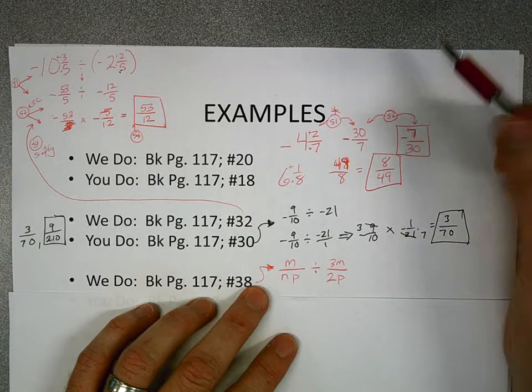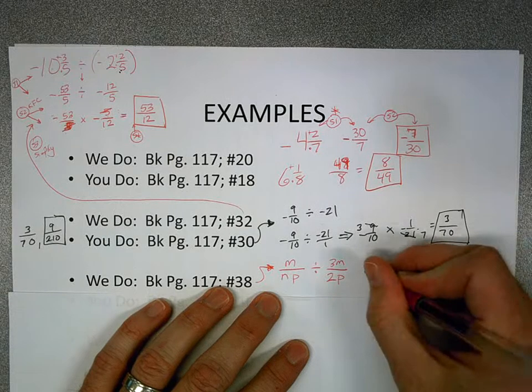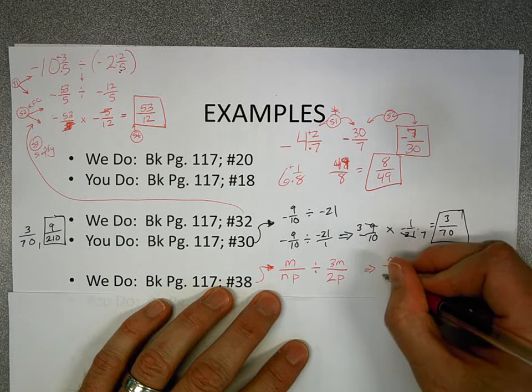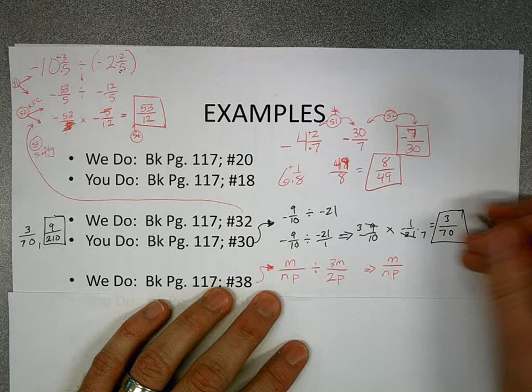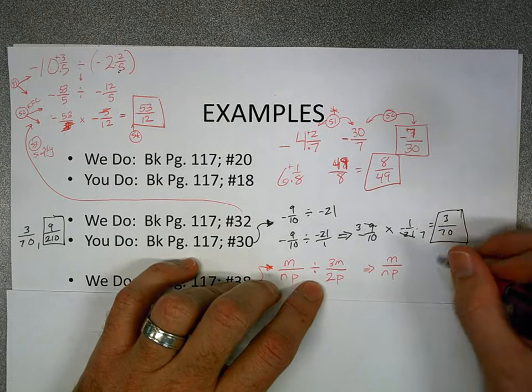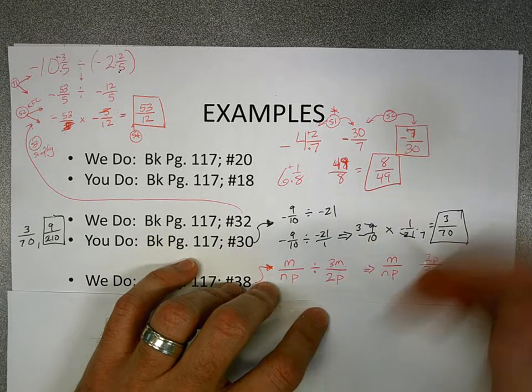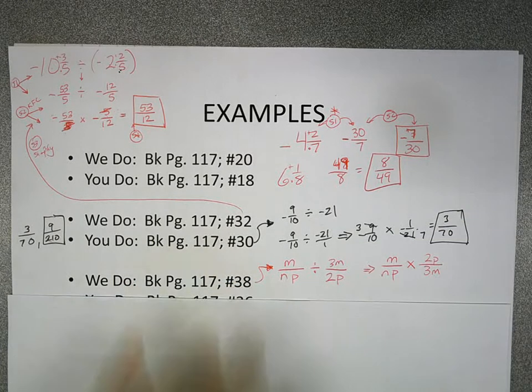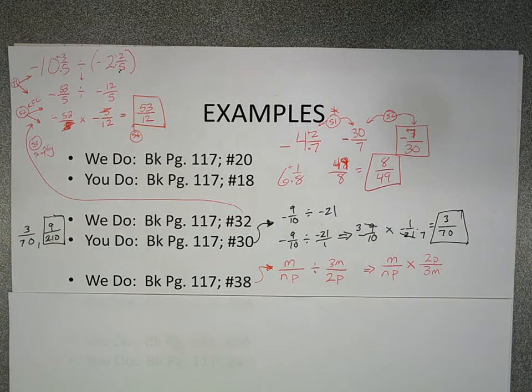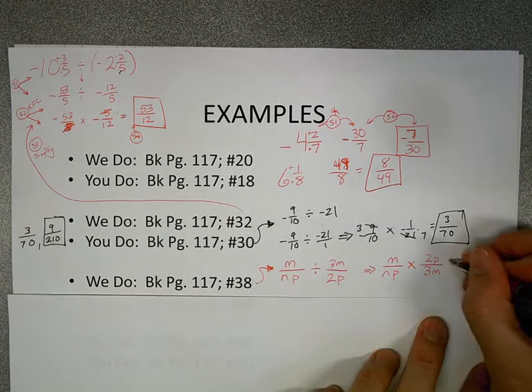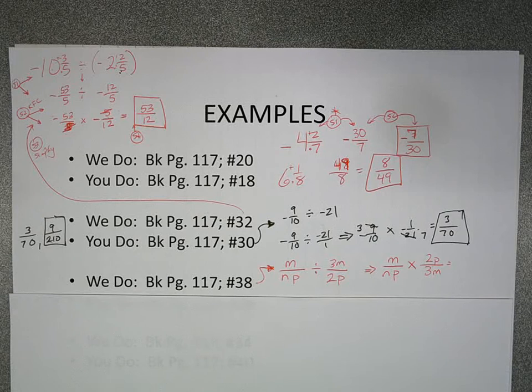Step 2, KFC. I'm going to write m over np, and then write the reciprocal of the second fraction, so it's 2p over 3m. I just did KFC, and now I'm going to multiply it out. However, before I do, I'm going to cross-cancel, kind of like we did with the 5s.